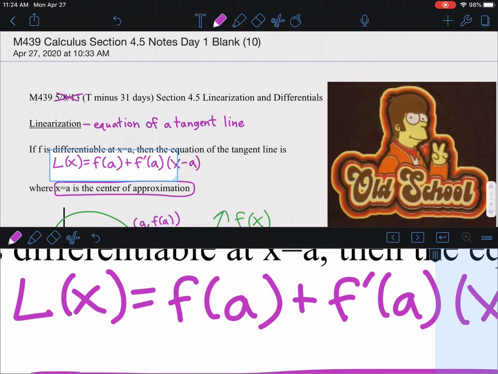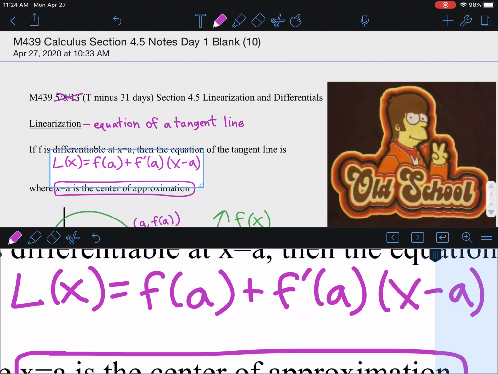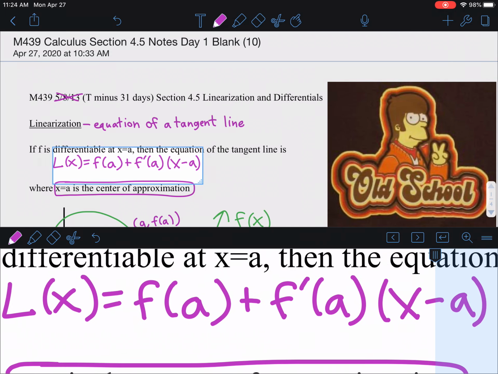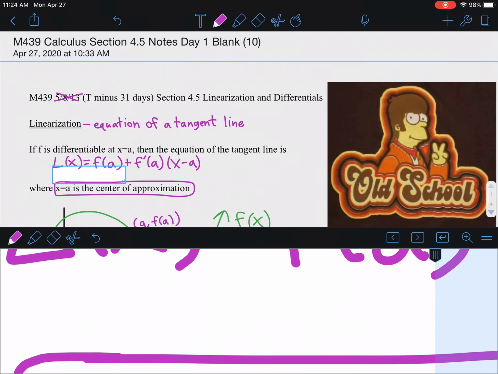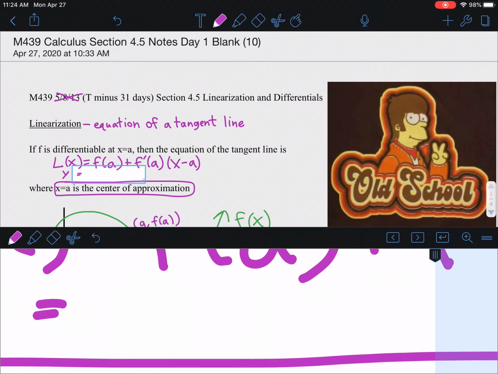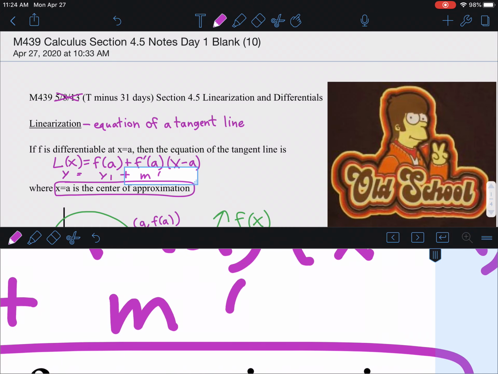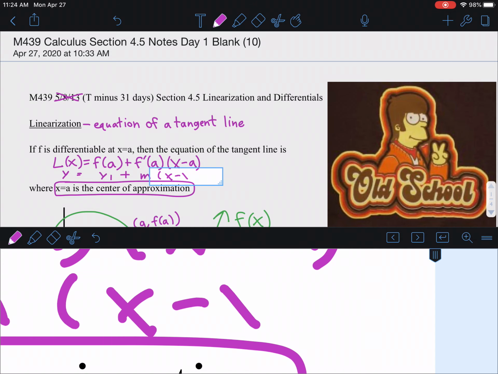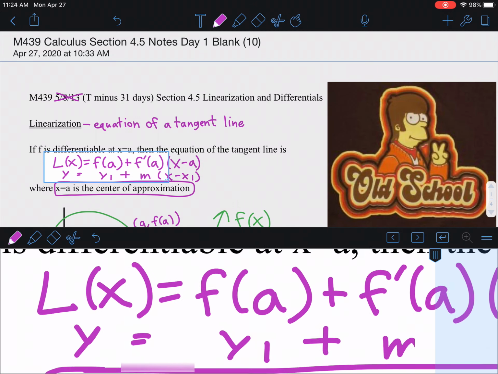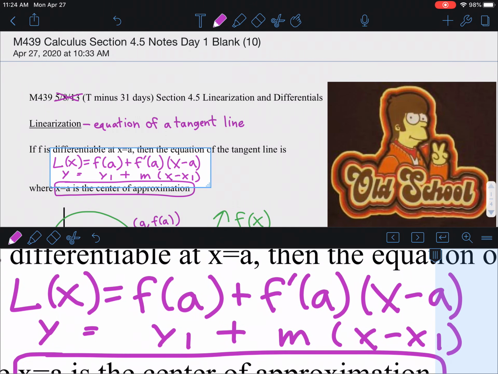You're going to look at this and go, this looks a little weird. But actually, you've seen something like this before. The format of this L of x equation is actually the same thing as point-slope form, just with the y1 subtracted over to the other side. So here's what I mean. y equals y1 plus m times x minus x1. If you line up the pieces here, you'll see how everything makes sense.